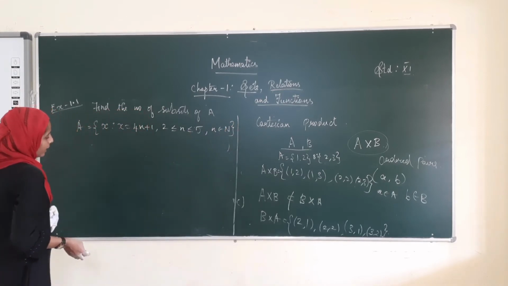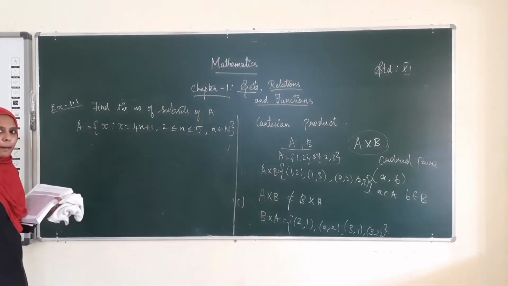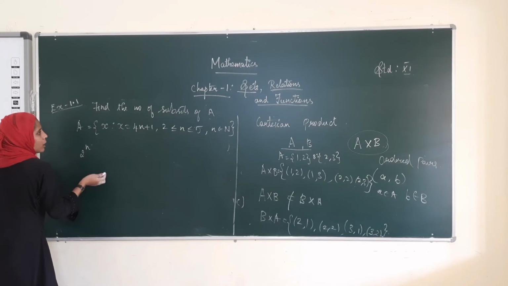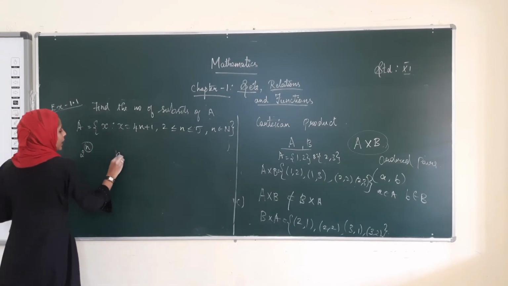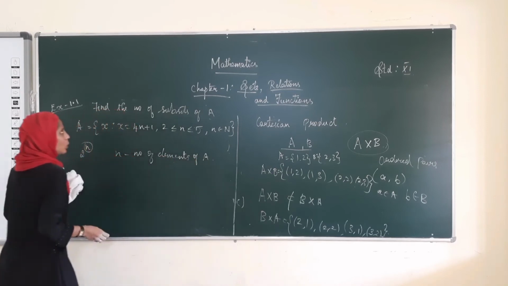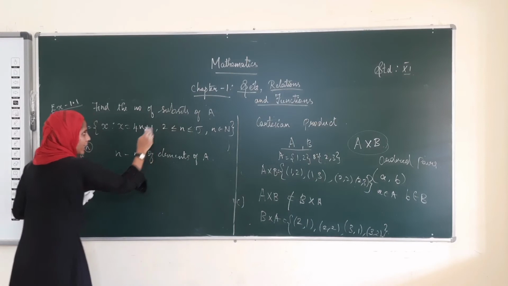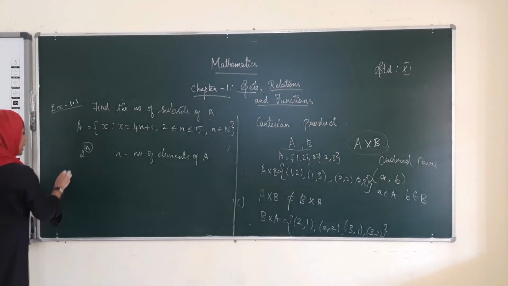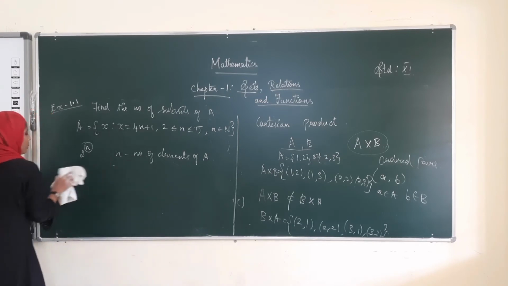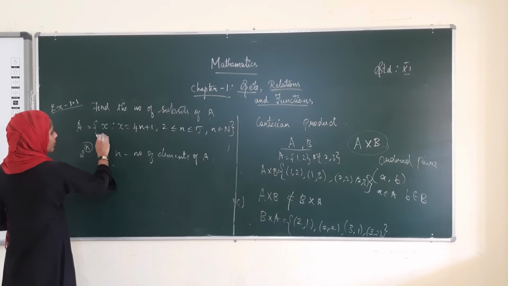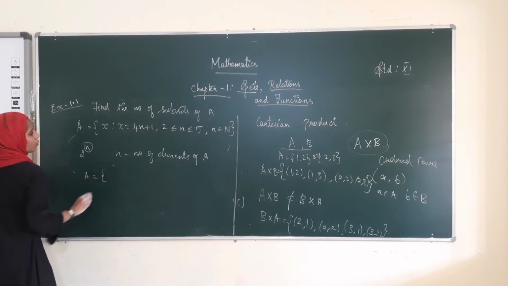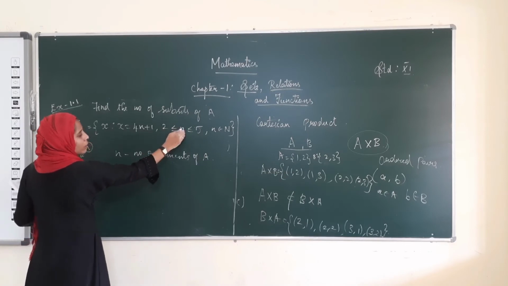What do we have to do? We have to find the subsets of A, that is, the number of elements in the power set of A, n of P of A. This can be done using the formula 2 power n, where n is the number of elements in A. So we just want to know the number of elements in A. They have given the elements in this form, therefore we are going to find the elements of A. Elements of A will be in the format 4n + 1, where n varies from 2 to 5.